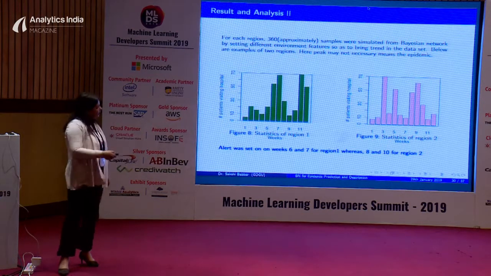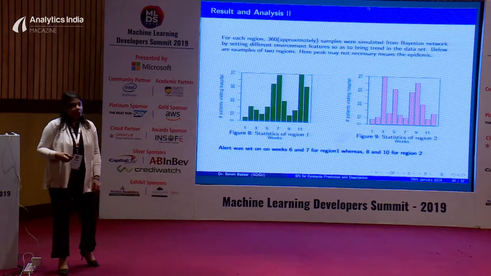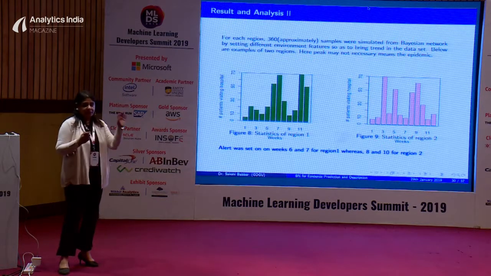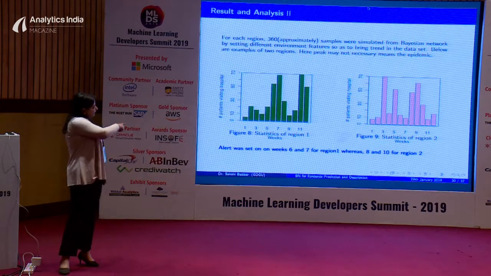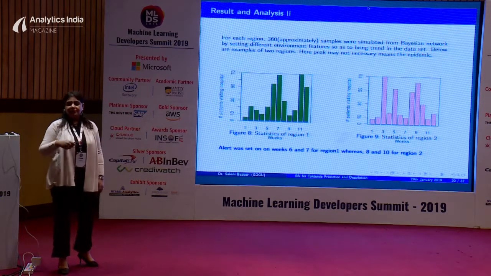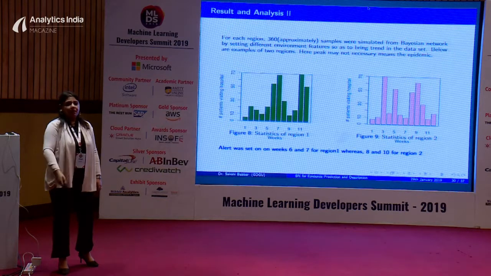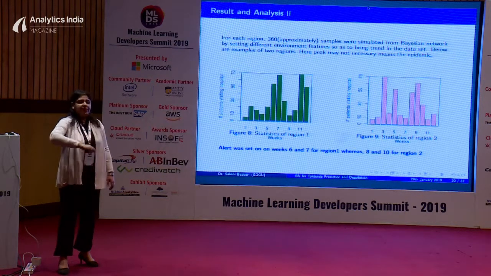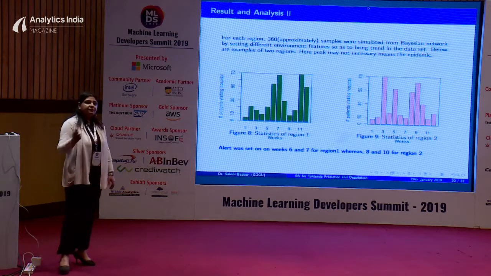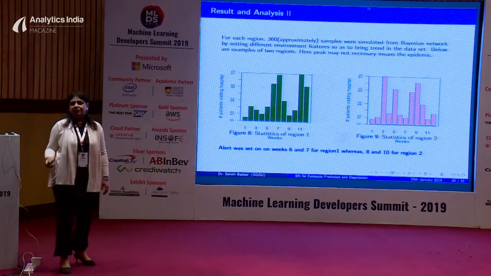And same is true for the statistics for the region 2. So here, 8 and 10 are the points on which there was an epidemic. The epidemic was induced. But there is a peak in the week 3 as well. So that means week 3, a lot of patients are coming to the hospital. But as I said, peak doesn't mean that there could be an epidemic. And the challenge here is if you can discern the patterns of the patients visiting the third week and the patients visiting, say, for example, that week in which there was an epidemic.